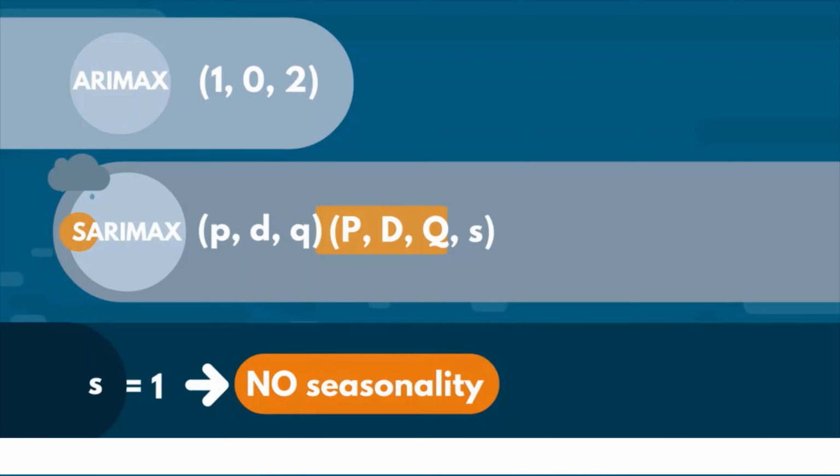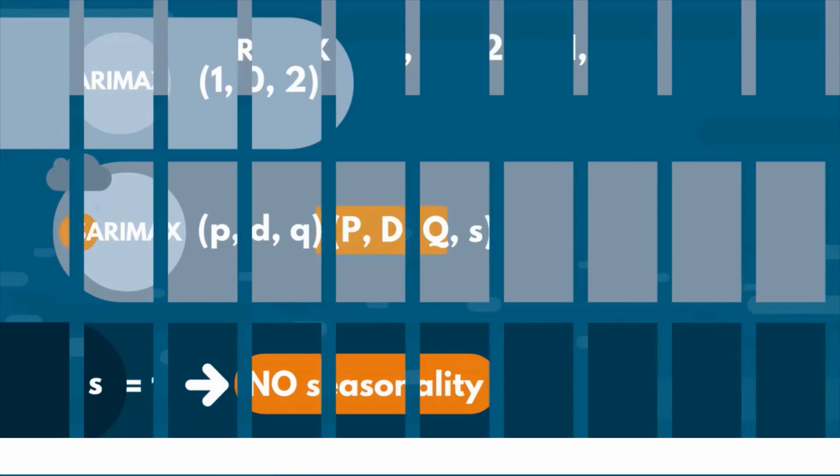Okay, before we show you how to fit a seasonal model in Python, we need to quickly explain how the 4 new orders work in unison. Essentially, the length s expresses how far away the seasonal components will be from the current period. So if we have a model with seasonal orders of 2, 0, 1, and 5, then we're including the lagged values from 5 and 10 periods ago, as well as the error term from 5 periods ago.